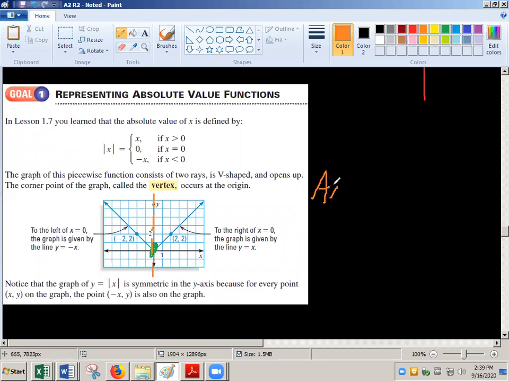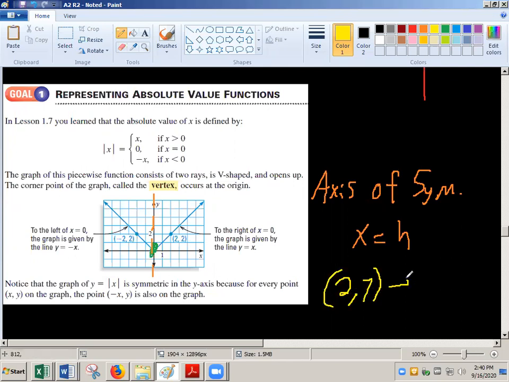So my axis of symmetry is going to look like x equals, I'm going to say, my h value. Now, we don't understand what the h value is yet, but I promise we will get there. So as we're looking at this, just know that we have an x equals blah running through the center of our graph here. So if I told you the vertex was 2, 7, then the axis of symmetry would be x equals 2, because it's the same.